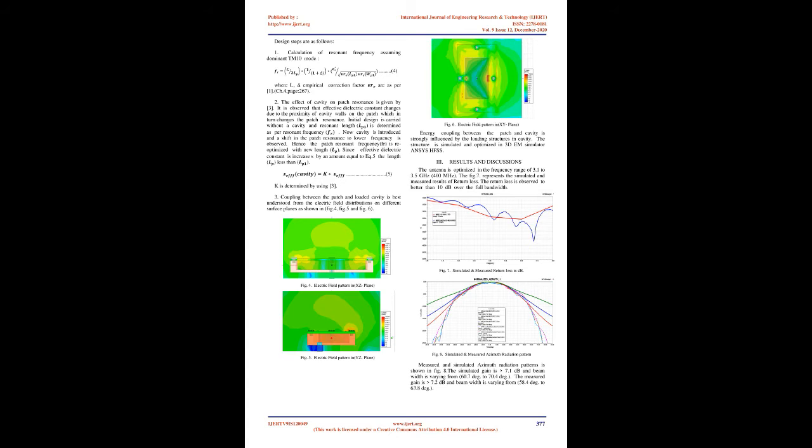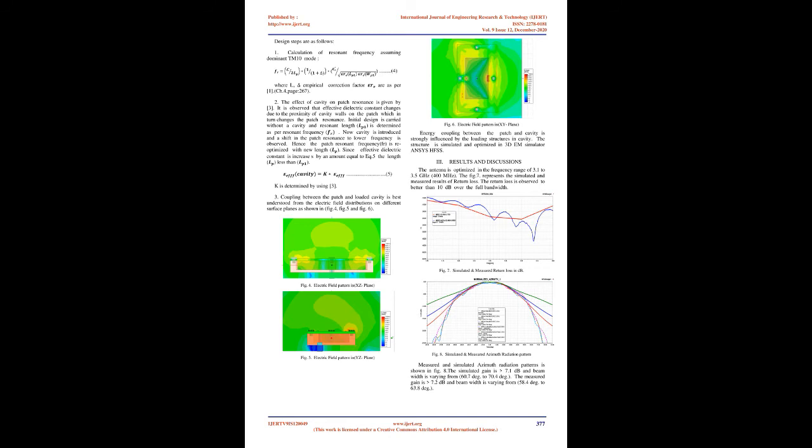Where ΔL is the empirical correction factor, as per reference 1, chapter 4, page 267. 2. The effect of the cavity on patch resonance is given by equation 3. It is observed that the effective dielectric constant changes due to the proximity of cavity walls on the patch, which in turn changes the patch resonance.